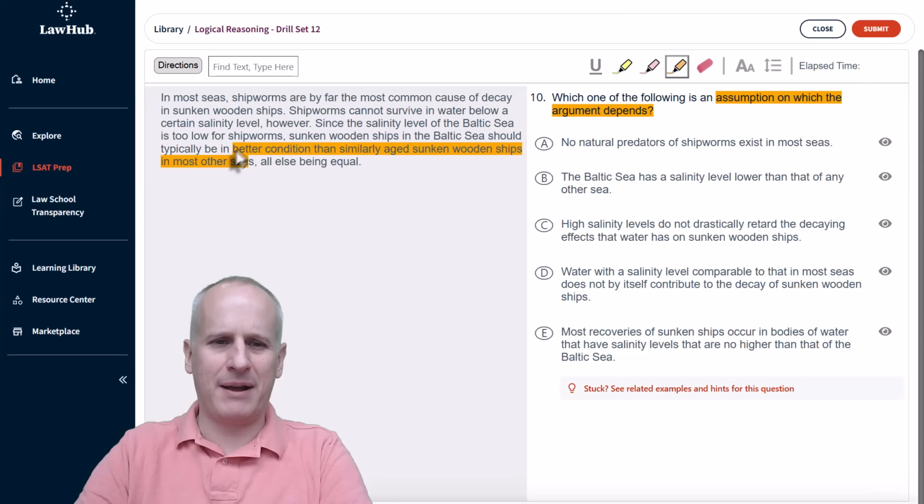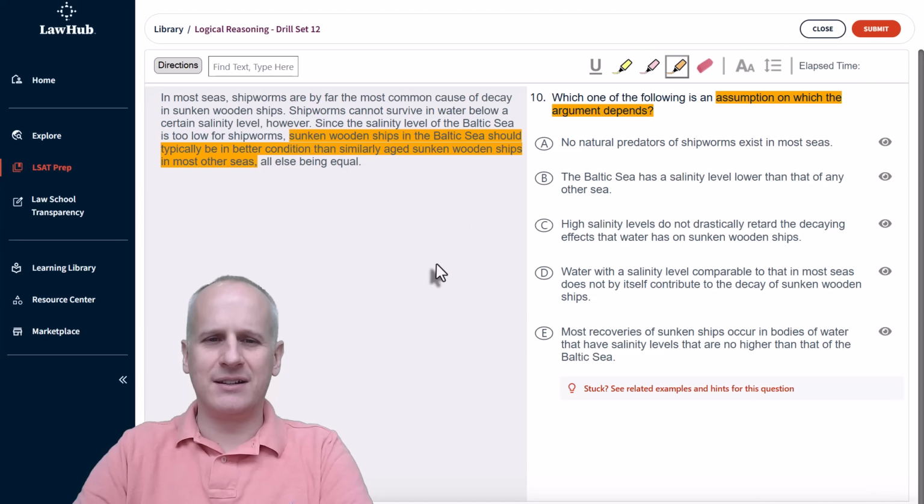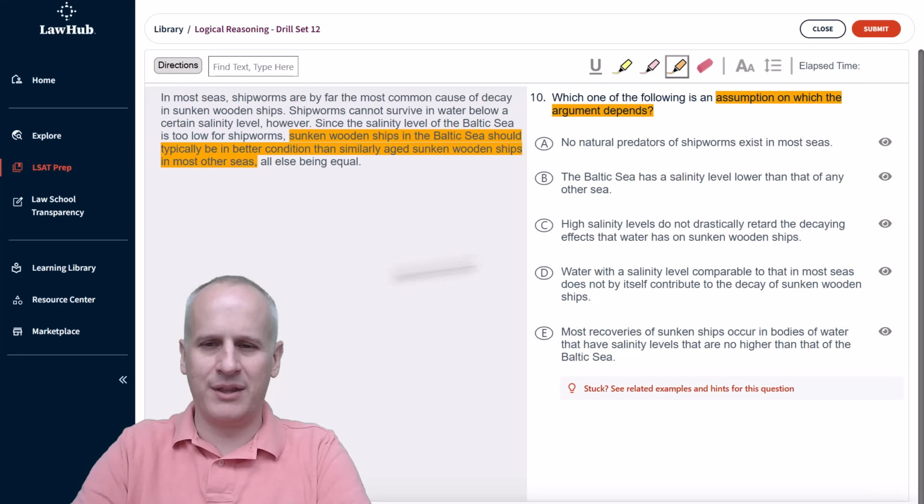So, our conclusion is about the Baltic Sea, and that the sunken wooden ships are going to be in good condition because they don't have shipworms. And the shipworms aren't there because we don't have a certain salinity level. So we basically have to make sure that the shipworms are more detrimental to sunken wooden ship maintenance or conservation than the salinity level. We're comparing the shipworms and the salinity level. We want to be focused on that aspect as we go to the answer choices.